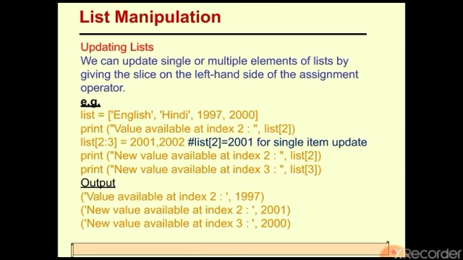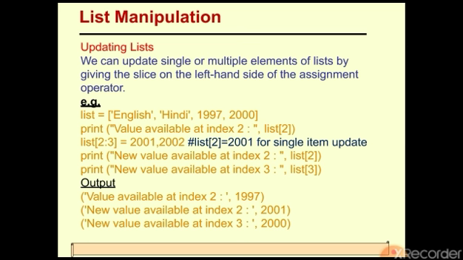Now, updating a list. How can we update a list? Updating a list means changing the values of the list. We can update single or multiple elements of the list. Why is it possible? Because lists are mutable. Tuples are immutable. That is why we can't update a tuple, but we can update a list.